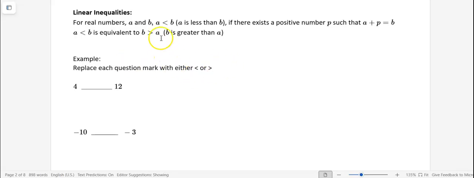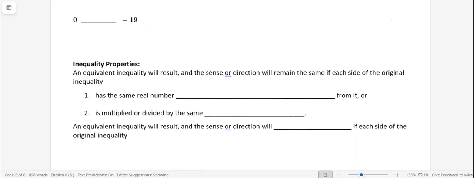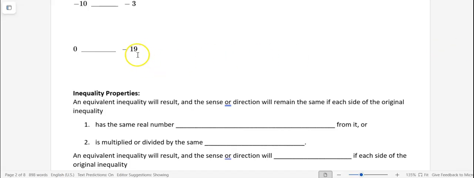Okay, as you know, an inequality is when one side is greater or less than the other side. Here we can just mark, obviously, 4 is less than 12, so the bigger side will open to the larger number. Negative 10 is less than negative 3, because on the negative side of things, numbers become less as the negatives get larger. Okay, what about here? Negative 19 is less than 0.